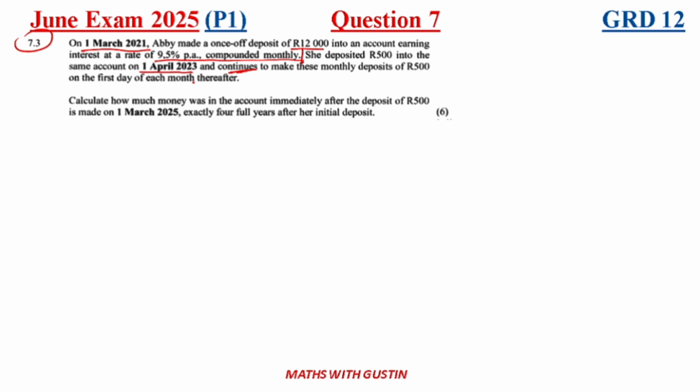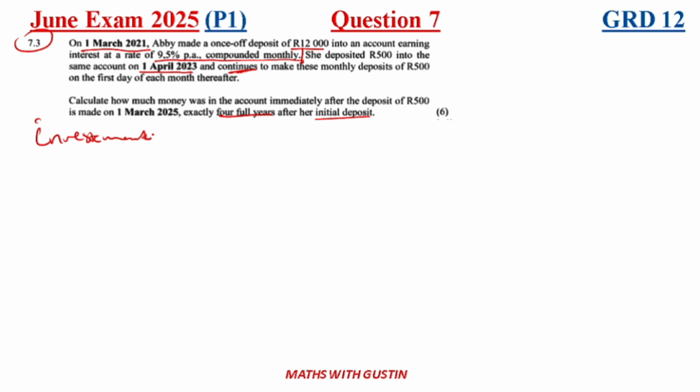Great stuff. So now it says, calculate how much money was in the account immediately after the deposit of 500 is made on the 1st of March 2025, exactly 4 years after the initial deposit. 6 marks. Right. So now in this case, guys, if they speak about an investment, the keyword is what they are saying there about the investment.